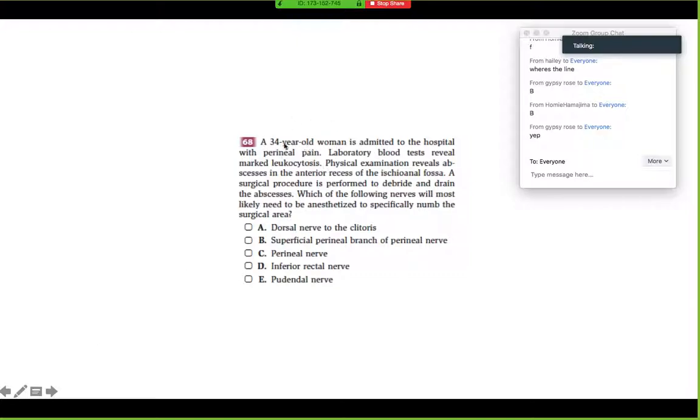Okay, so a 34-year-old woman is admitted to the hospital with perineal pain. Lab blood tests reveal marked leukocytosis. Physical exam reveals abscesses in the anterior recess of the ischioanal fossa. A surgical procedure is performed to debride and drain the abscesses. Which of the following nerves will most likely need to be anesthetized to specifically numb the surgical area? So think about the location. The ischioanal fossa.